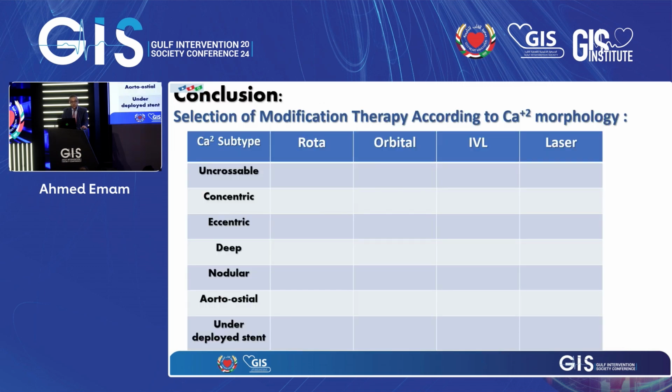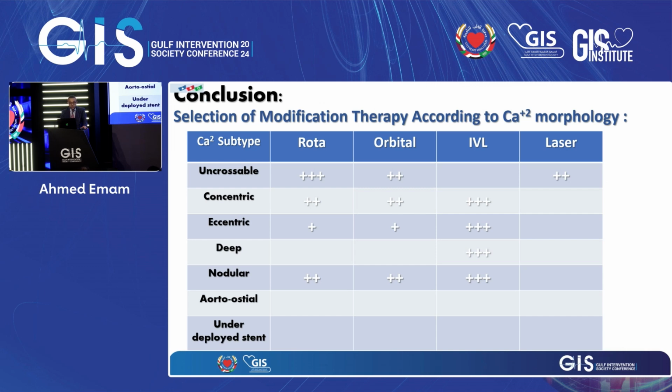So in conclusion, this is my last slide. This is how I select the modification therapy. For the uncrossable lesion, the option is only to go ahead with rota or orbital. Laser is another option. For concentric, eccentric, and deep calcium, these are usually good cases for IVL as a first option. For nodular calcification, nowadays IVL is a good option to go ahead with, while rota and orbital are still an option.